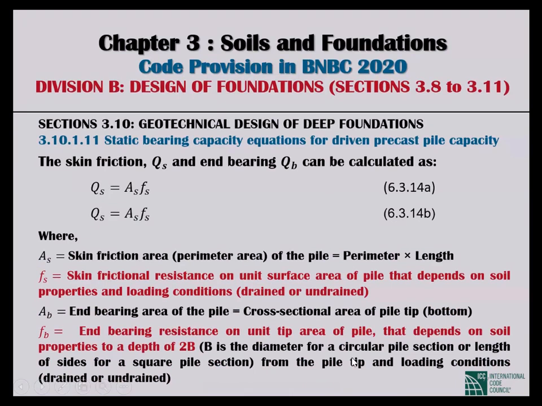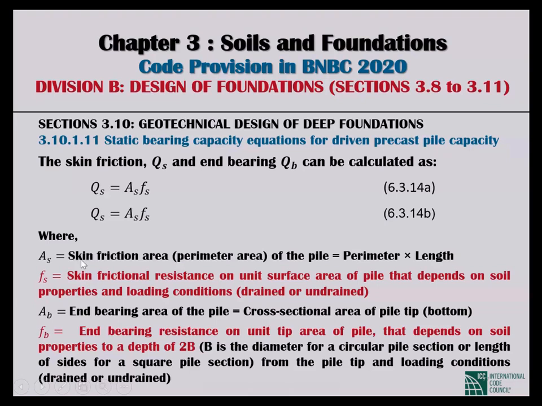But normally in pile foundation, it is already written in the code that whenever we perform a load test, we keep a factor of safety of 2. Otherwise, it could be 2.5 or 3. So QS is the total load from the surface, equal to AS into FS. And QB, sorry, there is a mistake over there. It is not QS. QB is equal to AB into FB.